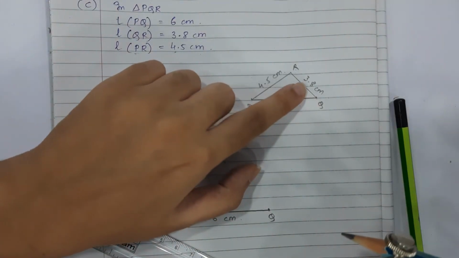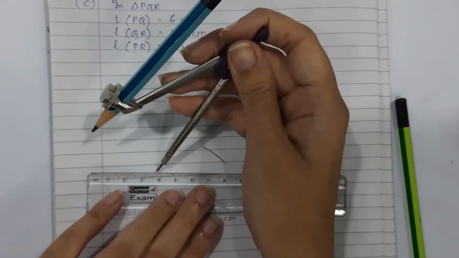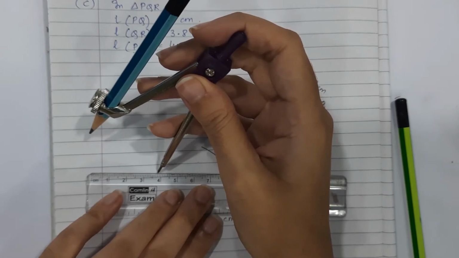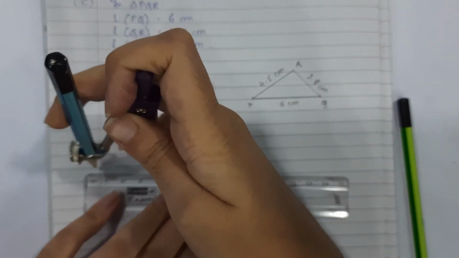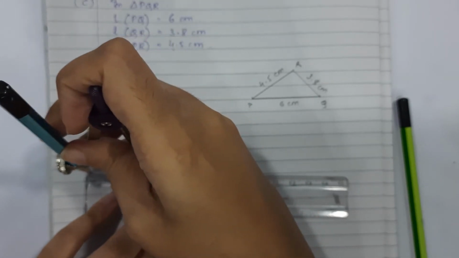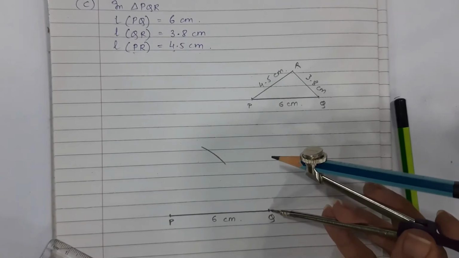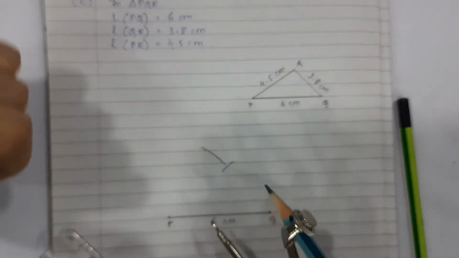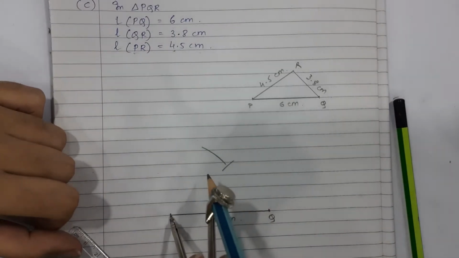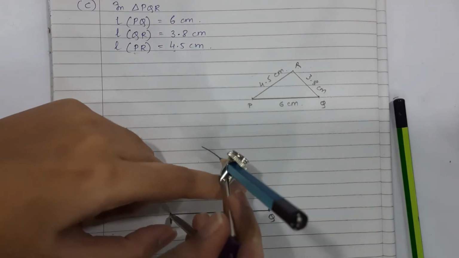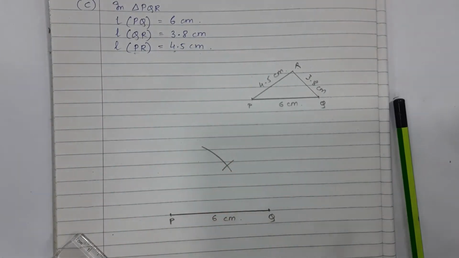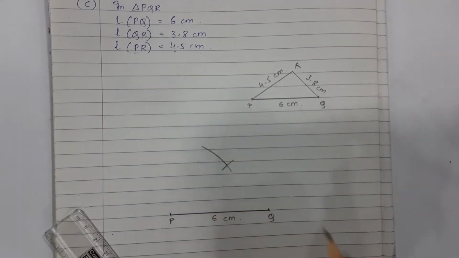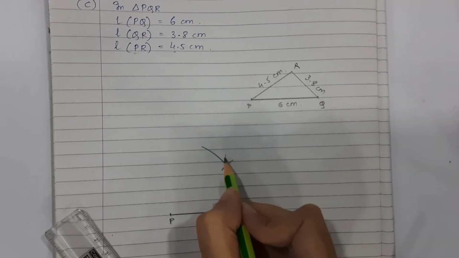Now the other side QR is 3.8 centimeters. So on the compass I am going to take exactly 3.8 centimeters. And then again I am going to place the pointed tip of the compass on point Q and make an arc. We see that the two arcs are not intersecting. So again I'll place the pointed tip on point P and make an arc so that they intersect each other. Darken the point where the arcs are intersecting and then label the point.